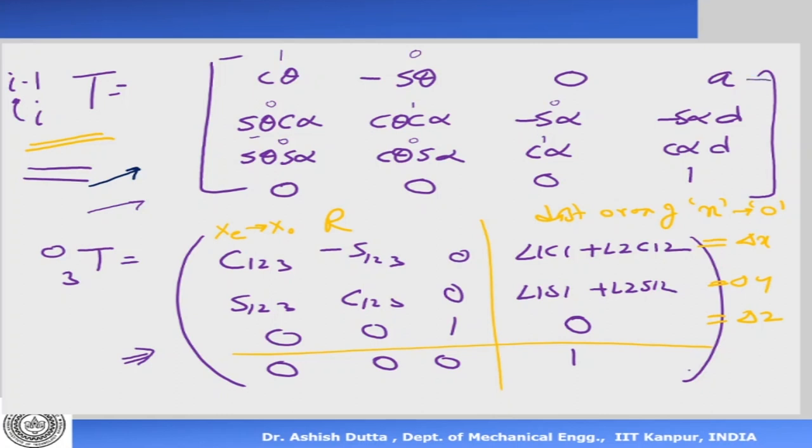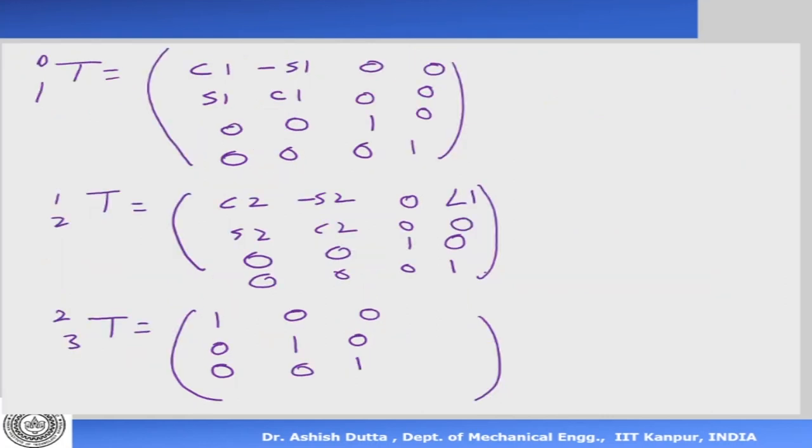This is equal to A, which is equal to L2. Now D is there. Sine alpha is 0, cos alpha is 1, so D3 will come here. So what we get is, for the A is equal to L2. What about the second term, alpha? This is equal to 0, and D is equal to D3. So this is my third matrix which I've got.